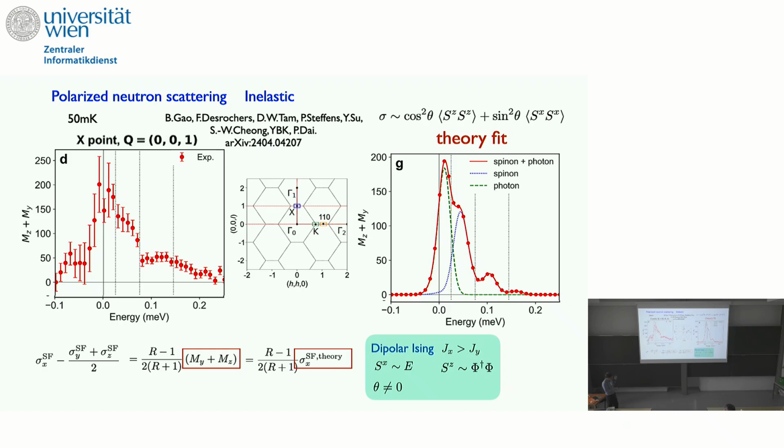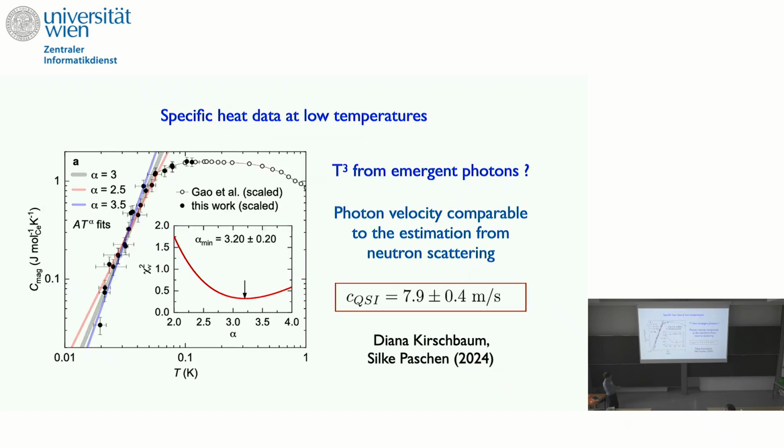On top of this, another amazing experiment was a heat capacity experiment, and this is the heat capacity data at very low temperature. They were able to measure this down to 20 millikelvin. This is work done in Vienna, and it looks like the low-temperature heat capacity could be fit to the exponent 3. So this is what you'd expect from the photon excitation. In fact, the photon velocity we get out of this is very similar, or the same order of magnitude, as the photon velocity I would get from the neutron scattering experiment that I told you about.